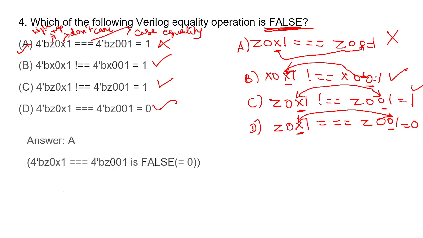If option A has only two equal signs, then what is the output, is it 1 or 0? We can try this in the practical section. We will try with 2 equal signs, 1 equal sign and 3 equal signs using EDA Playground, which is an open source Verilog simulator tool. We can discuss it there.